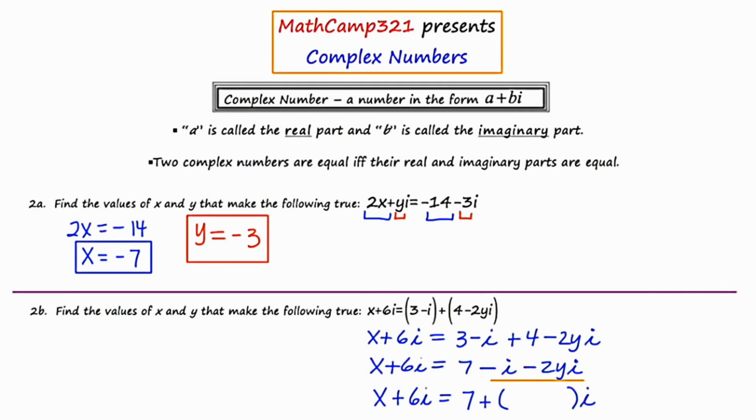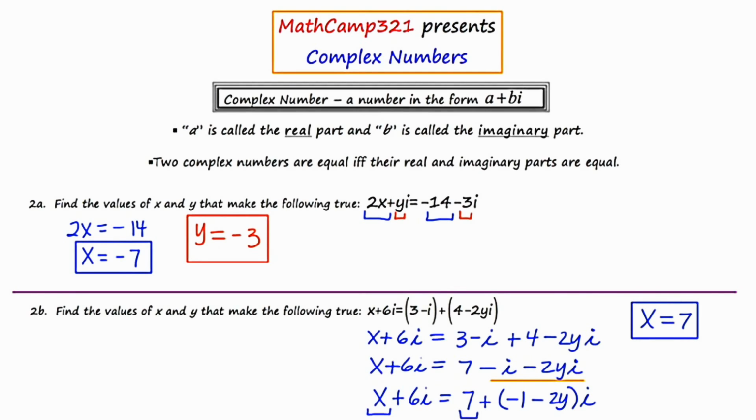If I take that i out, what do you think is going to be left over? If you said negative 1 minus 2y, then you're correct. And you could always check yourself by redistributing the i back into that parenthesis to see if that's what you started with. Now I'm going to set up my correspondence. The real part on the left-hand side is x. The real part on the right-hand side is 7. So x equals 7. That was easy enough.